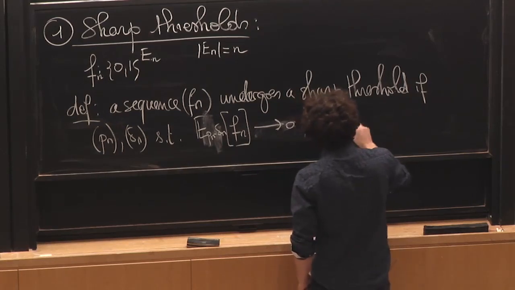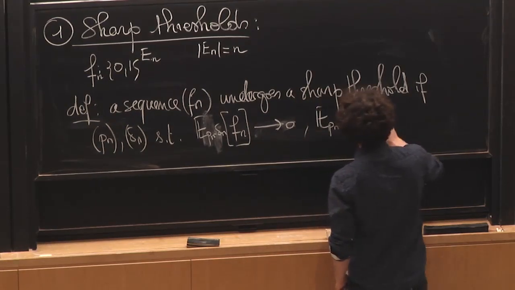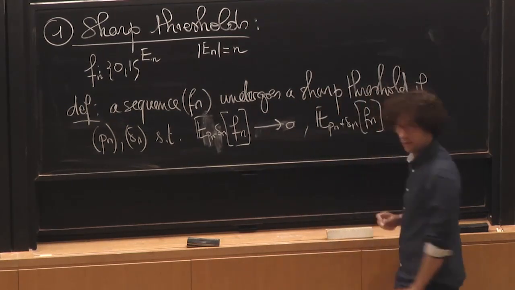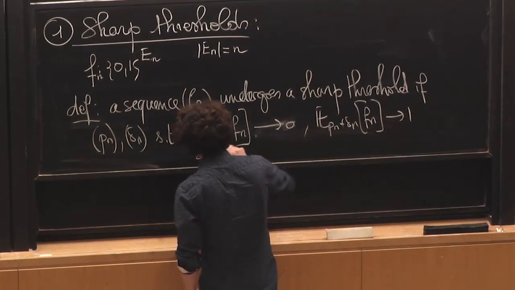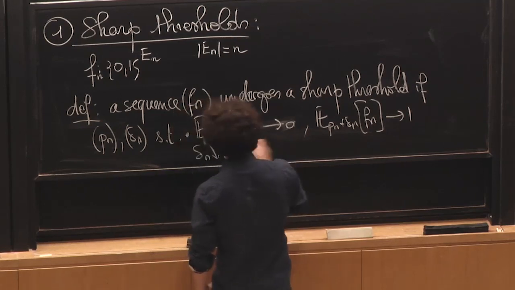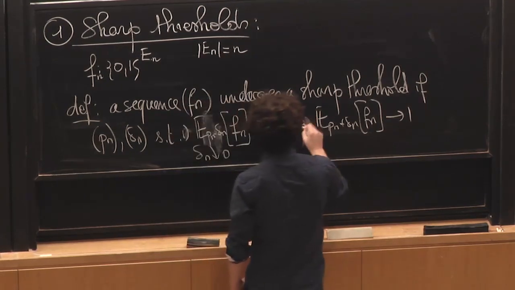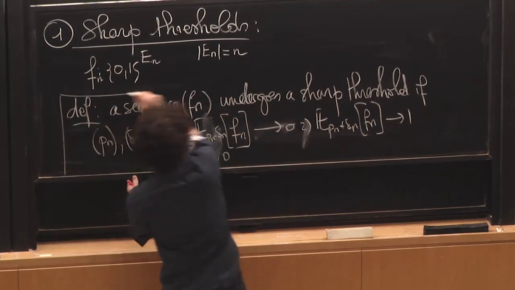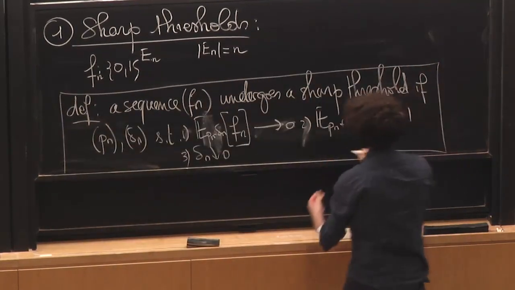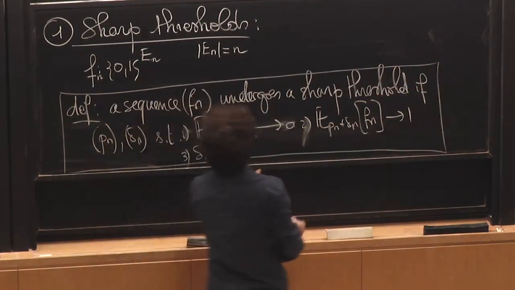At pn plus delta n, it's tending to 1. And I want that delta n tends to 0. Okay, so there are three things. And these three things can be summarized, as often, in one picture.